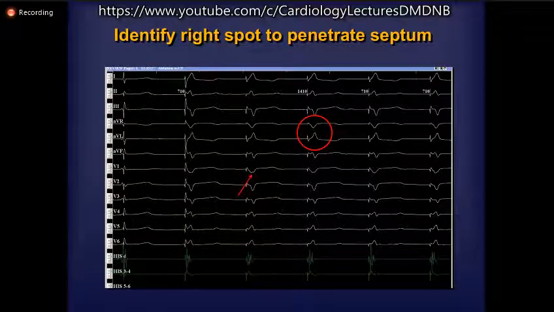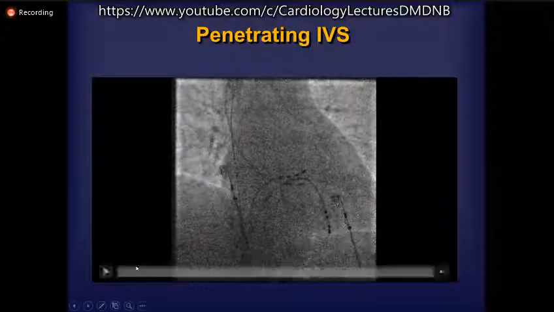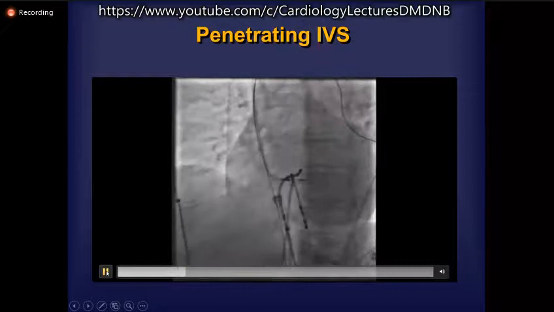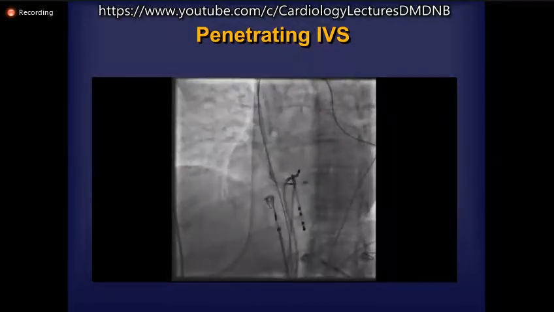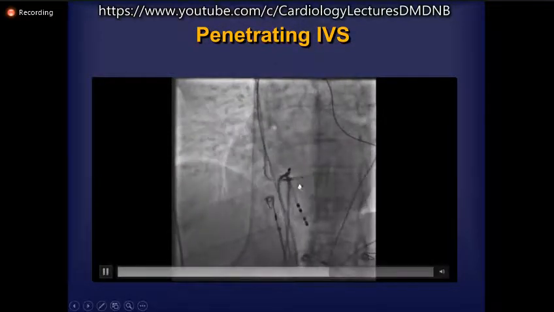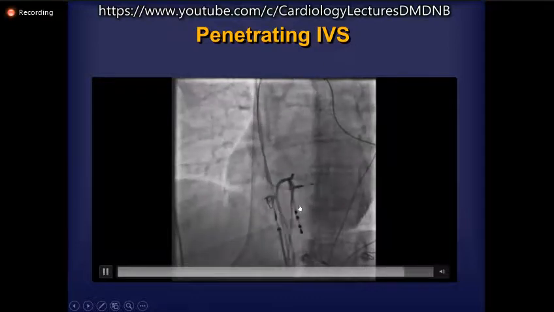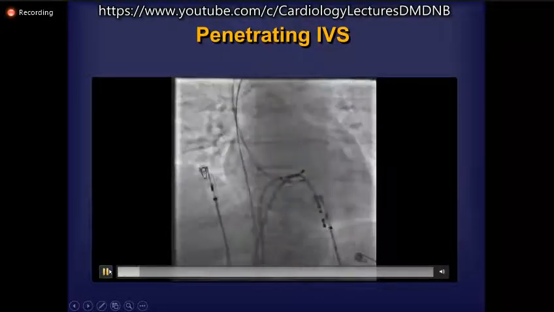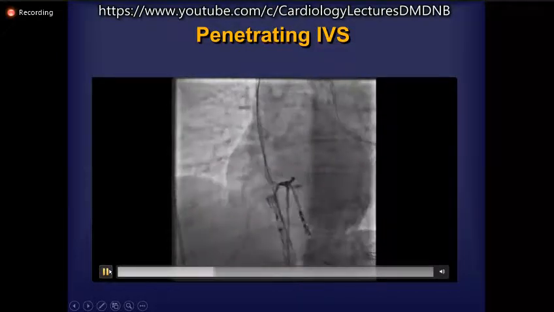So once we identify the right spot to penetrate the septum, then we are going to give about 5 to 6 rapid turns to be able to penetrate. So watch here how the lead comes out of the sheath as we are giving some rapid turns, and then we are able to penetrate into the sufficient depth into the interventricular septum.